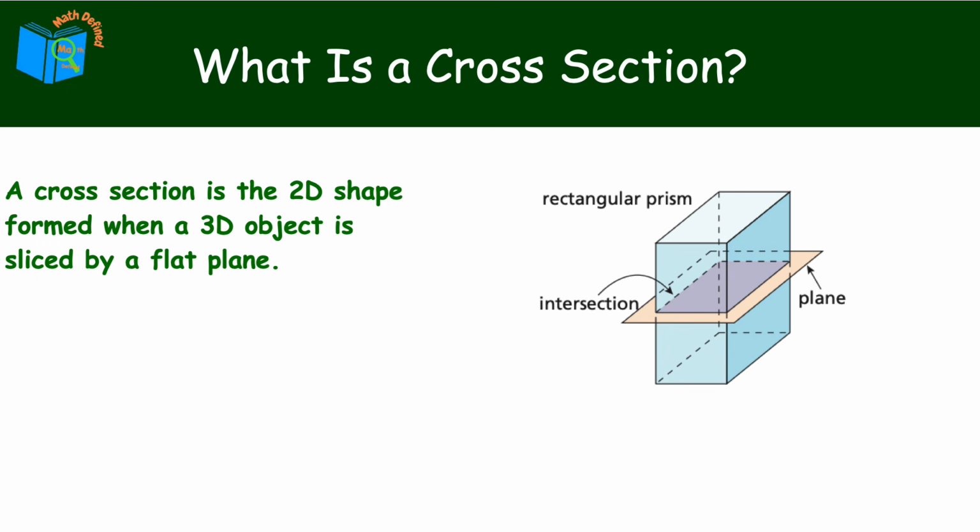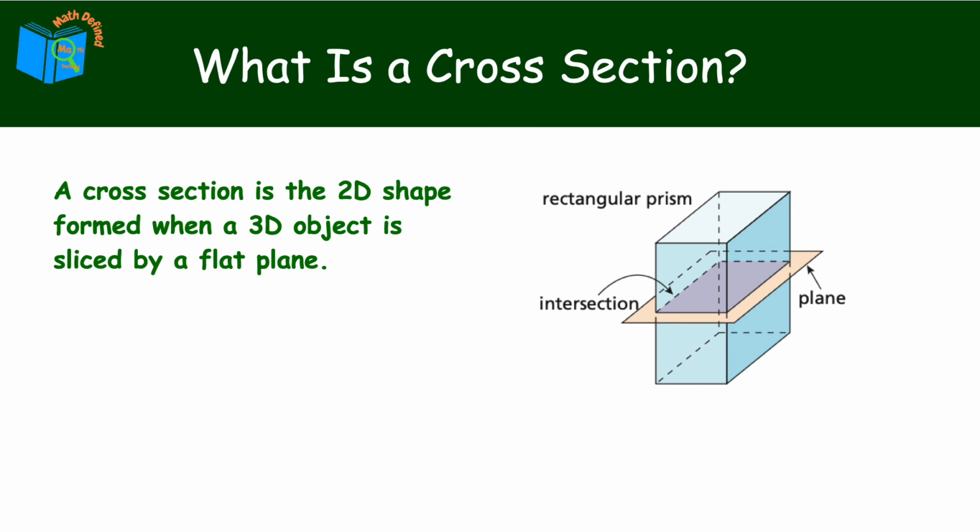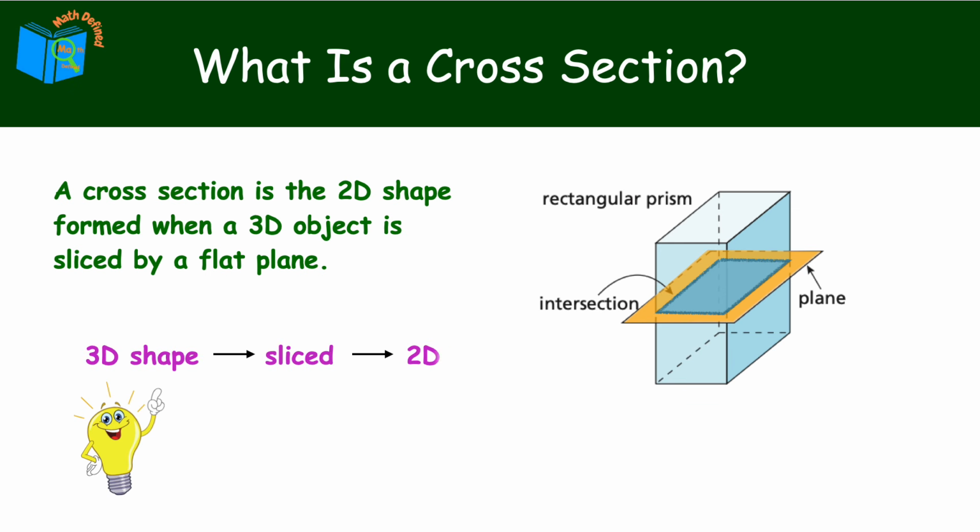Here's the official definition written in math language. A cross-section is the 2D shape formed when a 3D object is sliced by a flat plane. Here's the shortcut I want you to remember. A 3D shape sliced forms a 2D shape. Even though we start with something solid, the result is always flat.